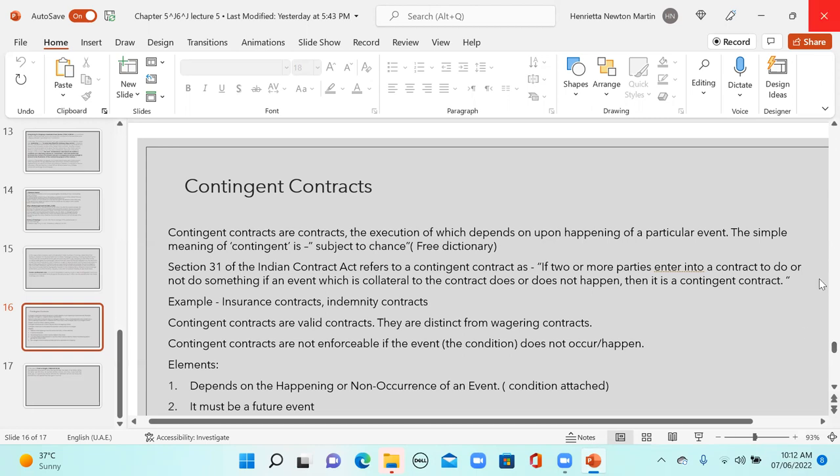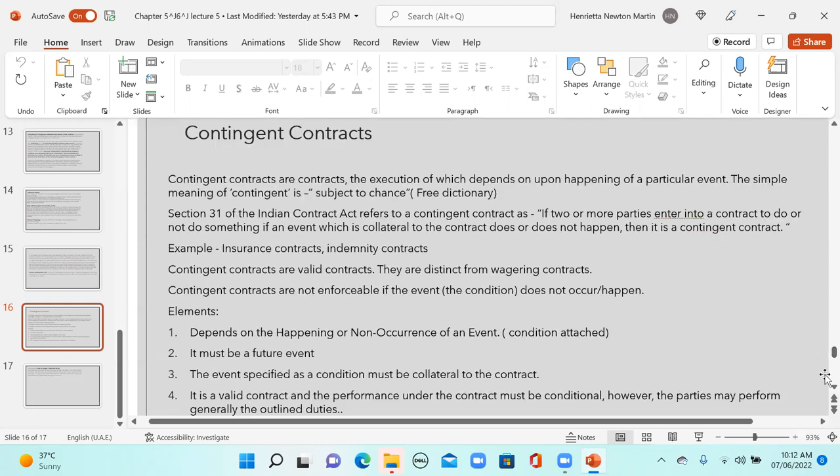Let me give you a very simple example, which is not really a contract. For example, a father tells his son, if you pass your subject with good marks, I will buy you something. So the happening of an event, that is the son passing or getting good marks, then the father is going to honor the promise. This is a light example for you. But in contracts, an example of a contingent contract is insurance contracts. On the happening of an event, the insurance company disburses the claim amount.